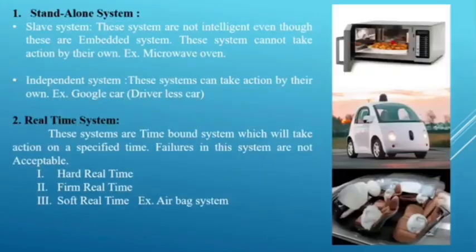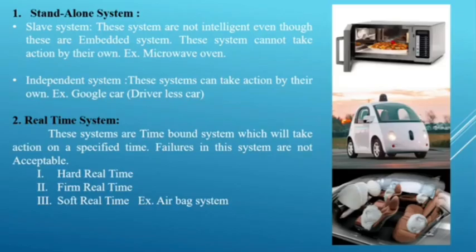There are different types of embedded systems: standalone system, real-time system, networked system and mobile system. Standalone systems are not intelligent even though they are embedded systems. These systems cannot take action on their own. Example, microwave oven. Independent systems can take action on their own. Example, Google car or driverless car.